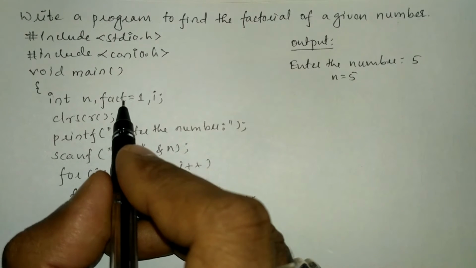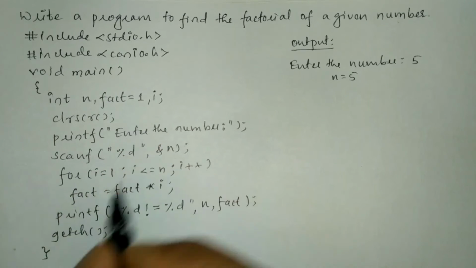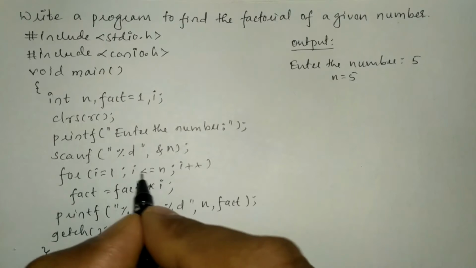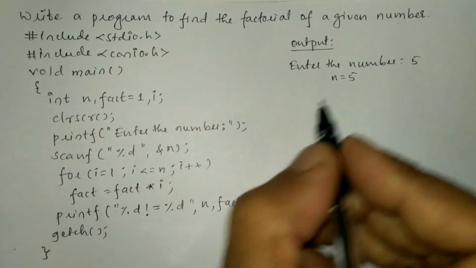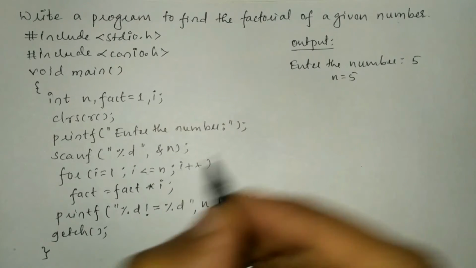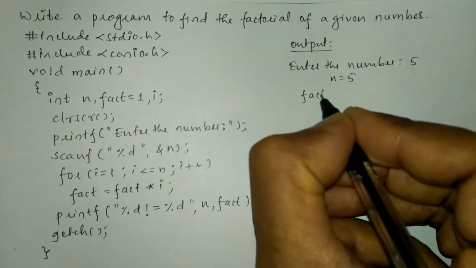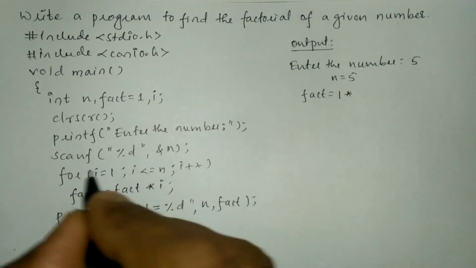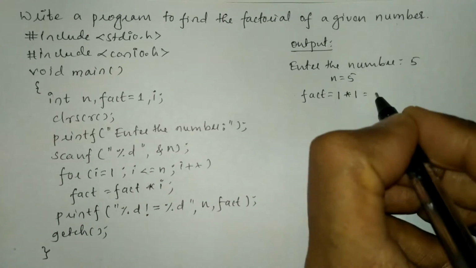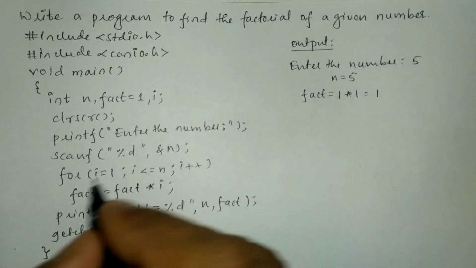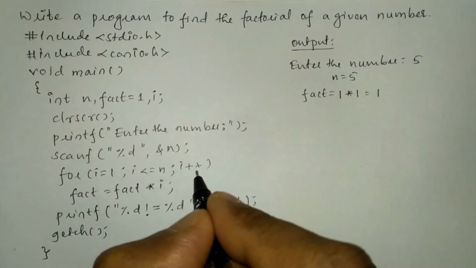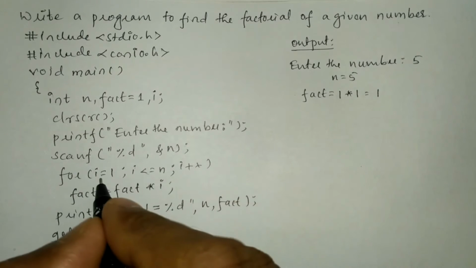For the first time, fact is equal to 1. Now let us see, here the i value is 1, and 1 is less than or equal to 5. The condition is true, so this particular statement will get executed. Fact is equal to fact, for the first time 1, into the i value, for the first time 1. So 1 into 1 is 1, and 1 will be stored in fact. Again control transfers to the for loop by incrementing the value of i by 1. Because of this i plus plus, now the i value will be 2.